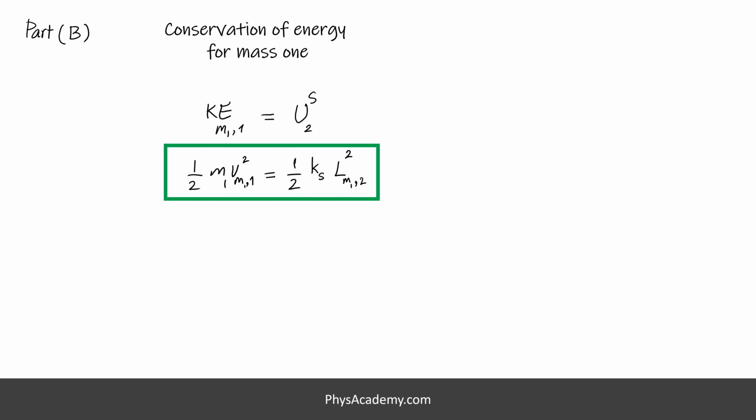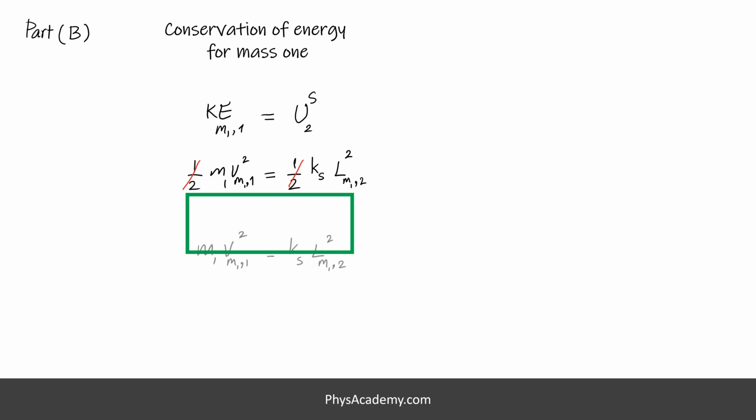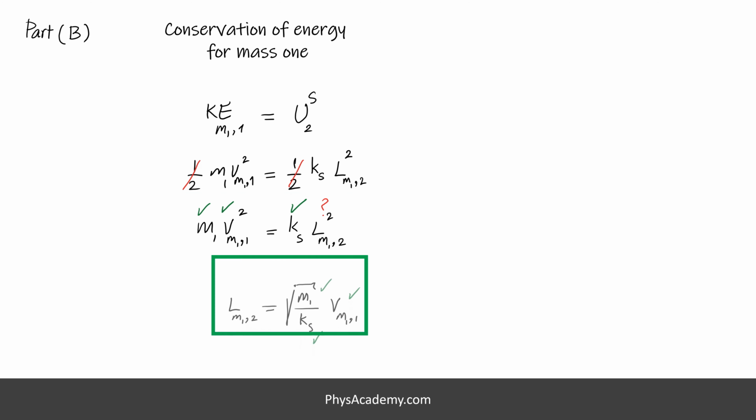We get the following equation using the kinetic energy and spring potential energy equations. After crossing off 1/2 from both sides, we can check the knowns and unknowns of the equation. As you see, other than the L of mass 1 at stage 2 that we are looking for, every other variable is given. After rearranging this equation, we get the following equation.